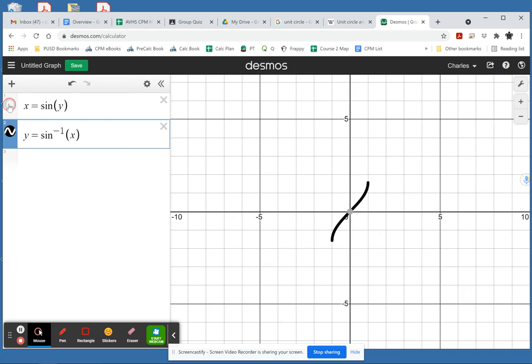It's restricting the function to a domain that allows it to be a function. What is that domain? Well, x goes between negative 1 and 1. What does y go between? Y goes between negative pi over 2 and pi over 2. Okay, remember, this is the inverse function of what we're used to seeing. So the y values would be the x values.